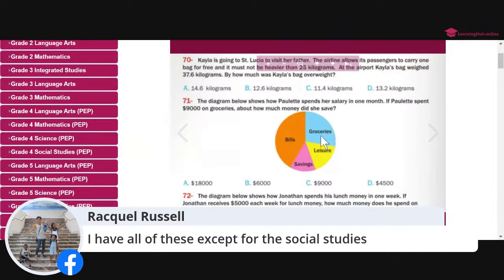All right, question number 71. It says, the diagram below shows how Paulette spends her salary in 1 month. If Paulette spent 9,000 on groceries, how much money did she save? So we have groceries, 9,000 was spent on that. Then you have leisure, and you have savings, and you have bills. How much money did she save? Question 71. I'm going to read your responses.